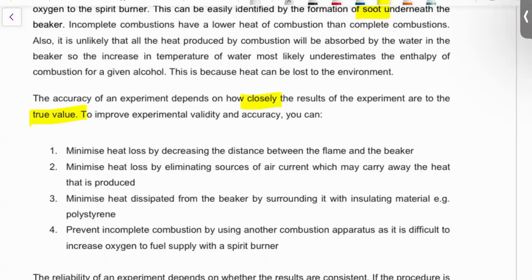So you know a number, what it's supposed to be. Your teacher is going to tell you what it is, or they might tell you at the end if they don't want to tell you at the start. If your number is close to that, then your experiment is accurate. If it's not close to that, then it's not accurate.